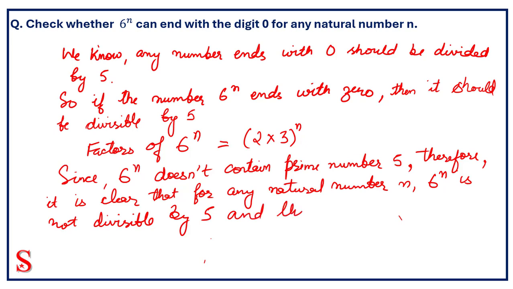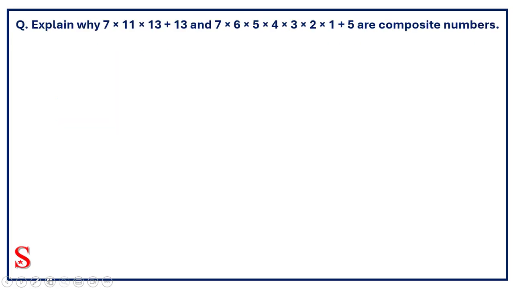And it cannot end with the digit 0. So in order to solve such questions, you must be aware of these divisibility formulas, right? Since we know that the divisibility of 5 is that any number must contain 0 or 5 in its unit place or as a prime factor. I hope this question is clear. Moving on to the next question.